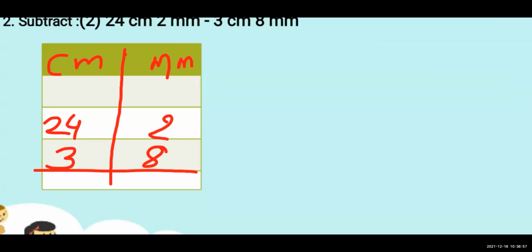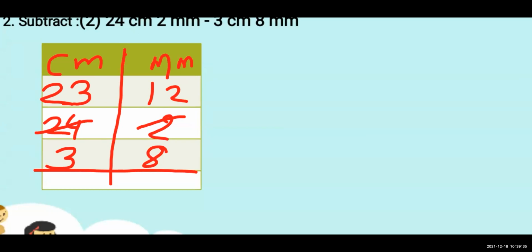So 1 centimeter is how much millimeter? First tell me. 1 centimeter is how much millimeter? Yes, 1 centimeter is 10 millimeter. As I explained, 1 centimeter is 10 millimeter. That means from 24 we'll give 10 to here. So 10 का क्या 2 का क्या बनेगा? 2 will become 12 and 24 will become 23 because we have given 10 to this, so it becomes 12.